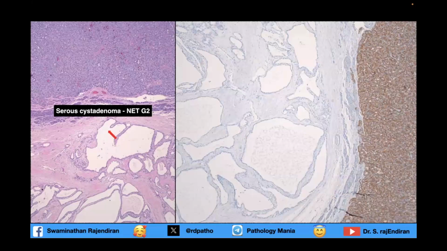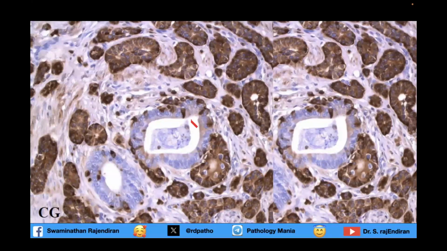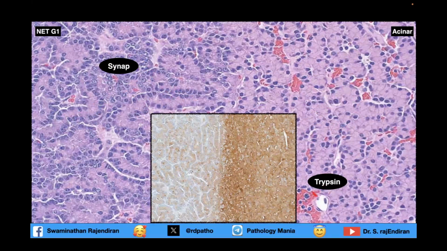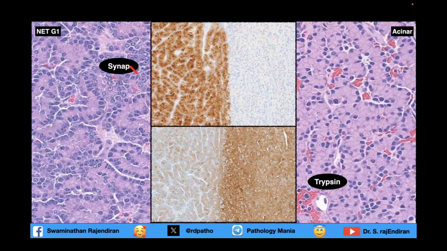You can all identify the serous cystadenoma, and here it is neuroendocrine tumor grade 2, which is positive for the neuroendocrine marker synaptophysin. This is a duct formation and neuroendocrine. So it is adenocarcinoma, neuroendocrine tumor grade 2. This is a classic nice picture. This is more like acinar cell carcinoma, whereas here it is neuroendocrine carcinoma. So synaptophysin should be positive here and trypsin should be positive here. And this is trypsin positive in the acinar component, and this is synaptophysin positive in the neuroendocrine.